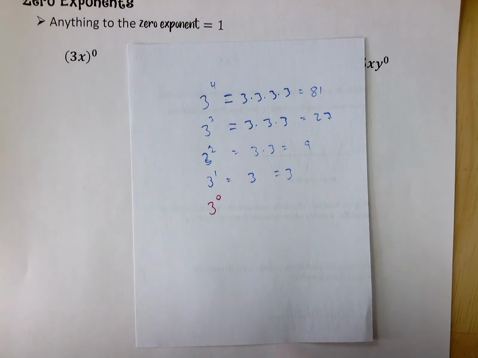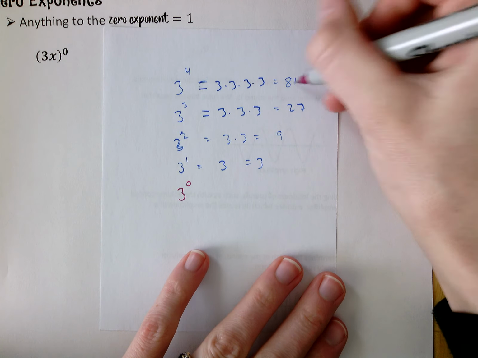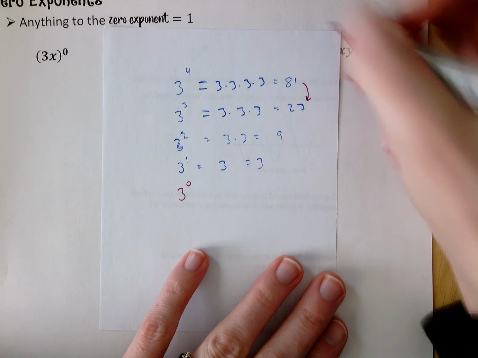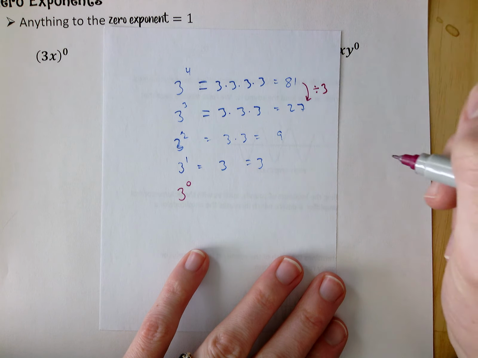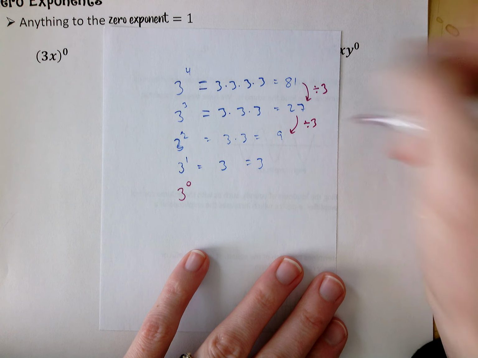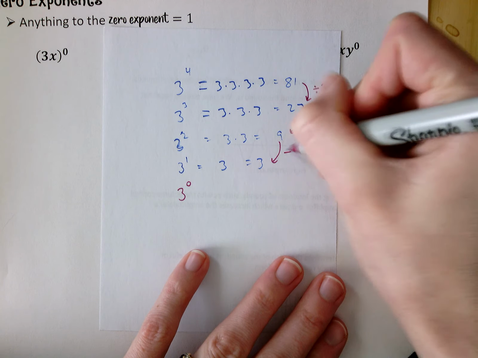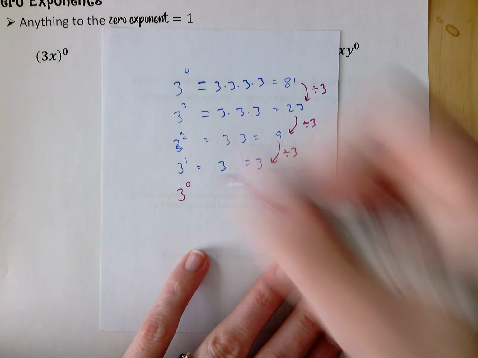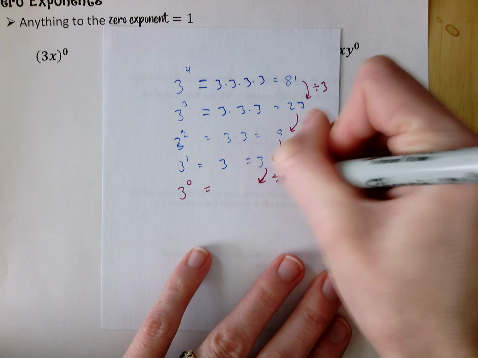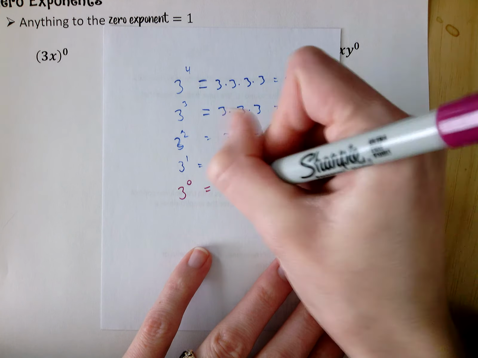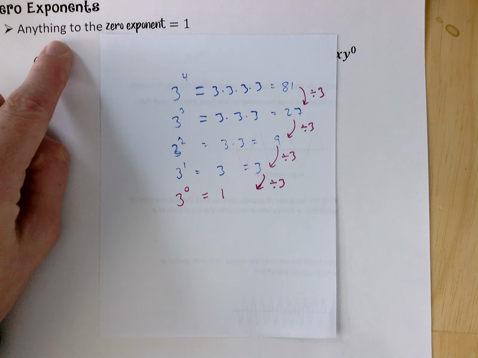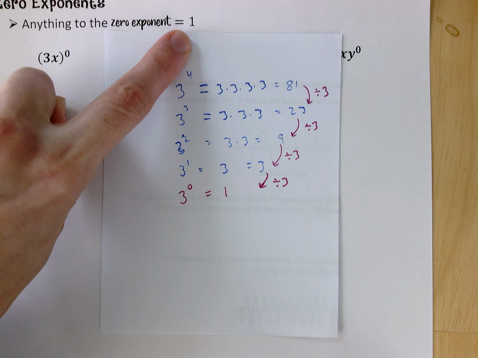Great. Well, what's the pattern on this side? To go from 81 to 27, we're multiplying by 1 fewer 3, so this is like dividing by 3. 81 divided by 3 is 27. Then 27 divided by 3 is 9, and 9 divided by 3 is 3. So if I want to know what 3 to the 0 power looks like, I just follow this pattern and divide by 3 again. So 3 divided by 3 is 1. And that's where we get this rule that anything raised to the 0 power is going to be 1.